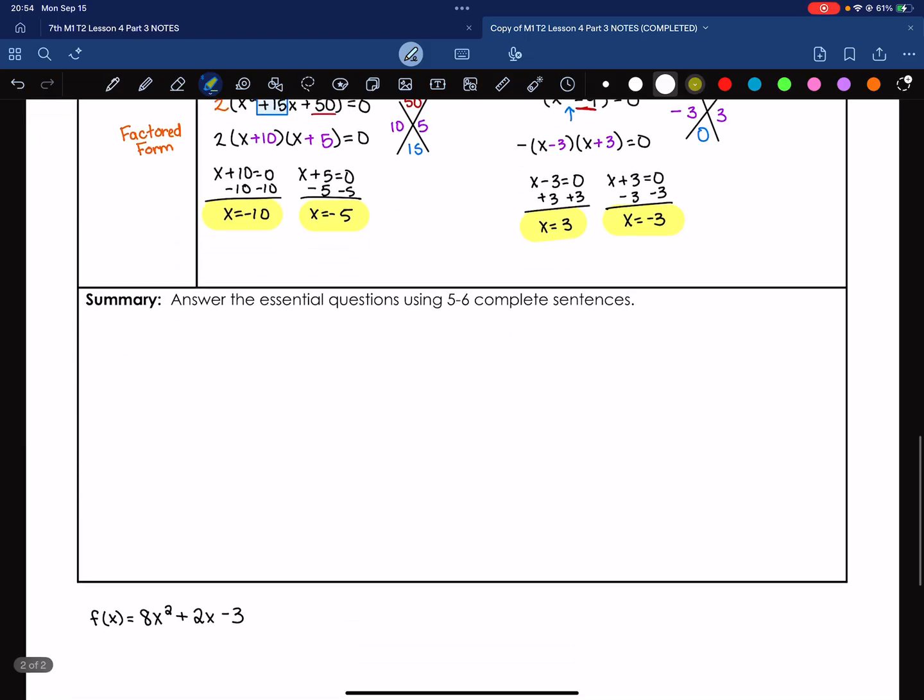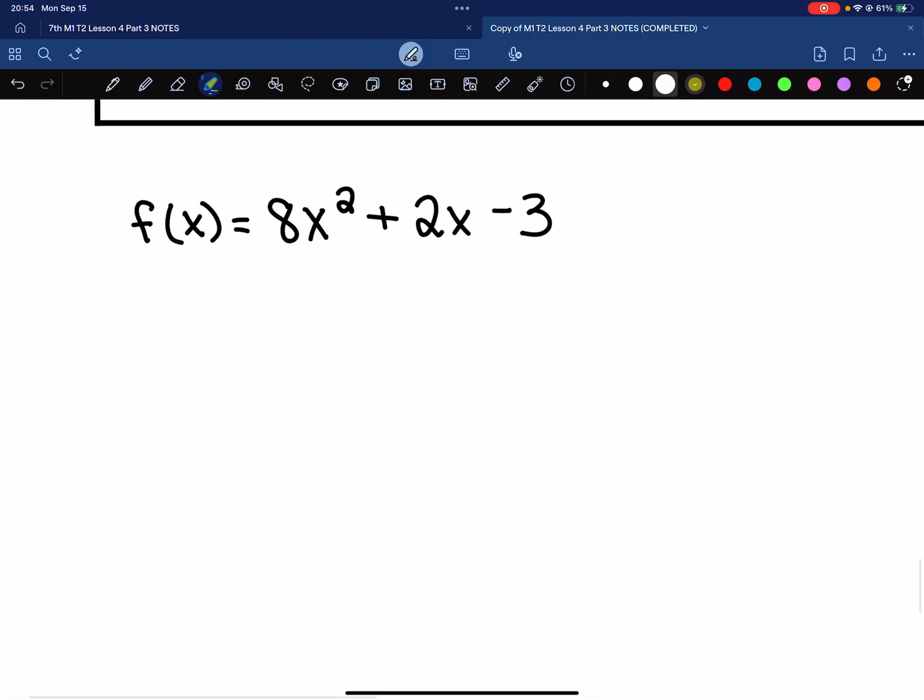Now I did want to add one question here to make sure that we were able to do the slide and divide method. So I want you to try to do the slide and divide method on your own and then come back and check to see how you did.